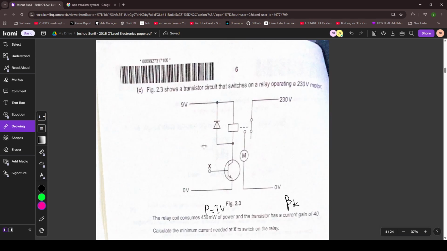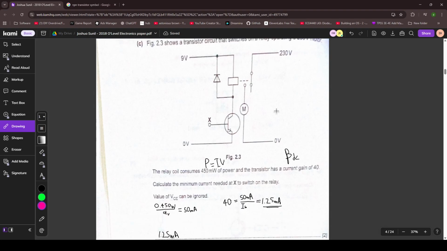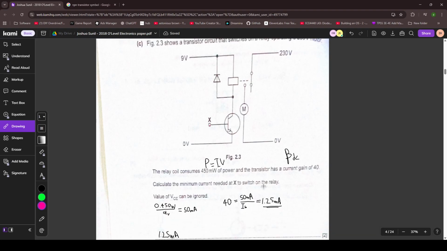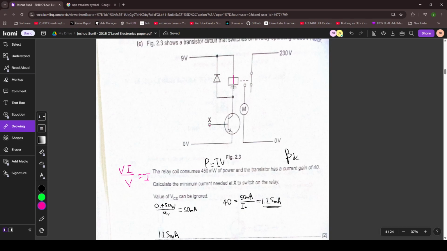Okay, let's move on. Figure 2.3 shows a transistor circuit that switches on a relay operating a 230 volt motor. The relay coil consumes 450 milliwatts of power, and the transistor has a current gain of 40. Calculate the minimum current needed at X to switch on the relay. Okay, so what do you do? Power divided by volts. Power is VI, then you divide by the supply voltage, so you get I. So you're finding the current that is flowing through the relay.